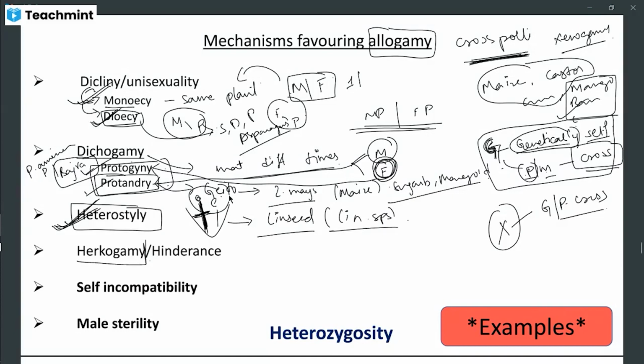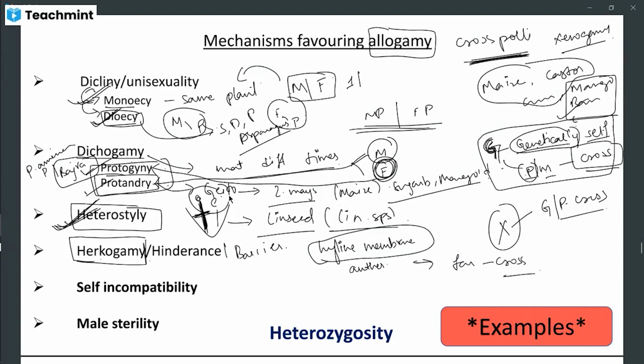Herkogamy. So what is the mechanism? There is some barrier or hindrance between male and female reproductive parts. There is one membrane known as the hyaline membrane, which is present around the anther, and this prevents self-pollination and directly favors cross-pollination. This can be seen in alfalfa. Heterostyly can be seen in linseed, and herkogamy can be seen in alfalfa.